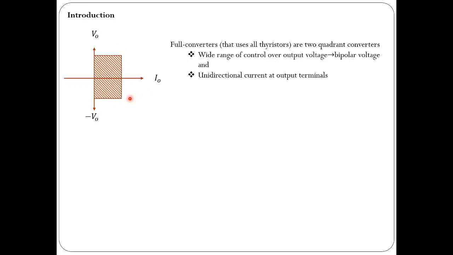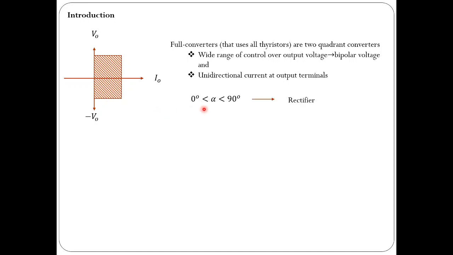Similarly, if alpha is greater than 90 degrees, the current through the load is still always positive, as the switches used in the converter are unidirectional, but the voltage can be negative. So operation of the full converter in the fourth quadrant corresponds to inverting mode. And if you operate the full converter in this fourth quadrant, it is also known as a line commutated inverter, right?